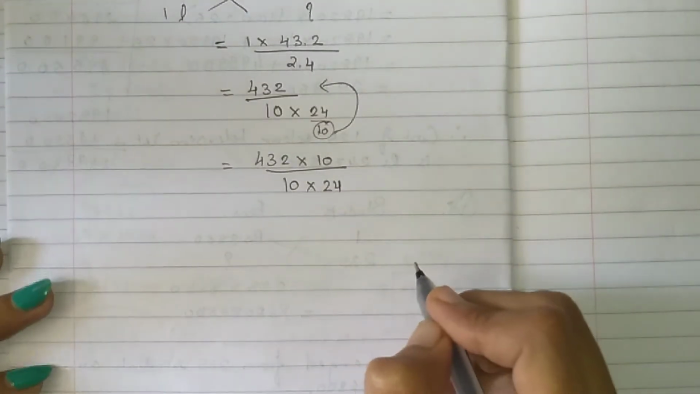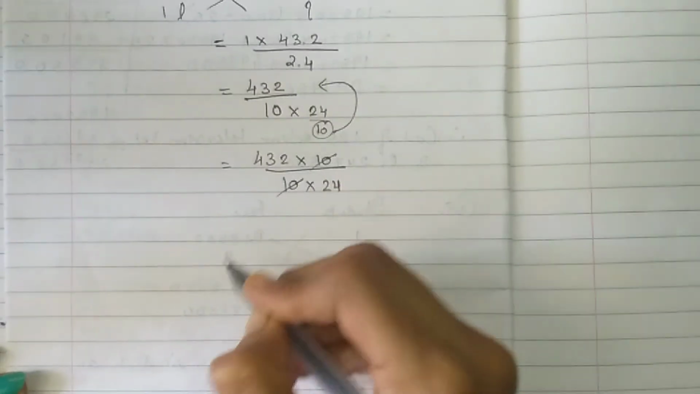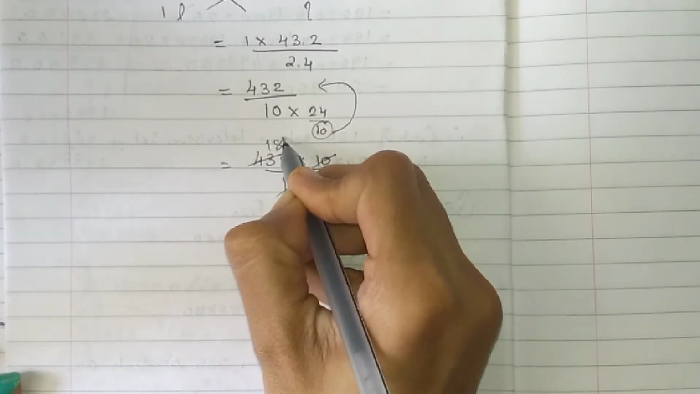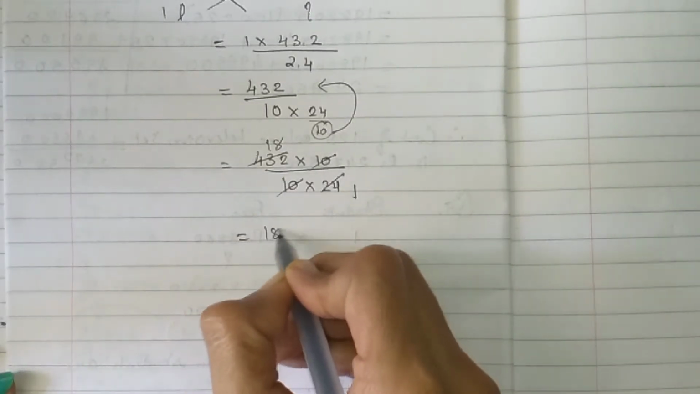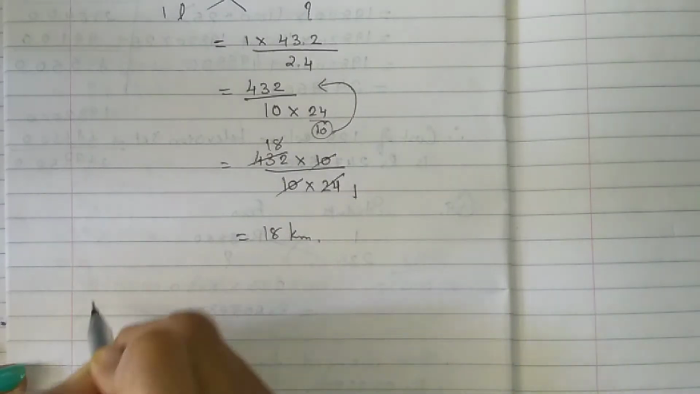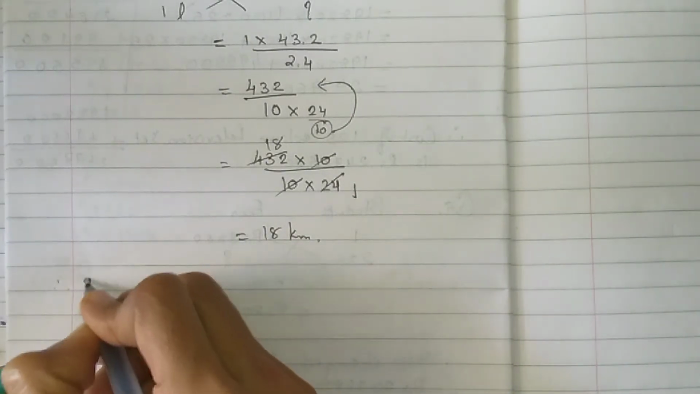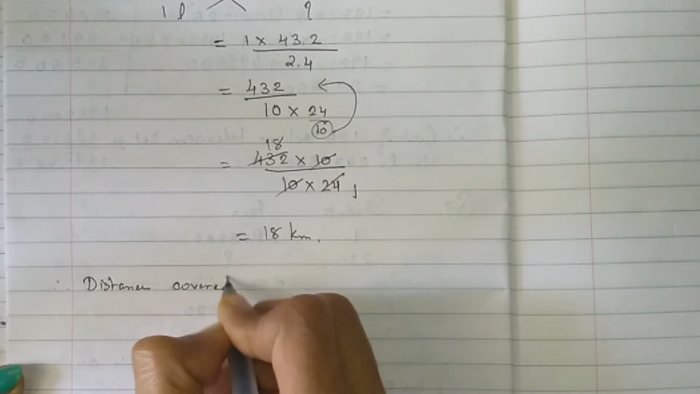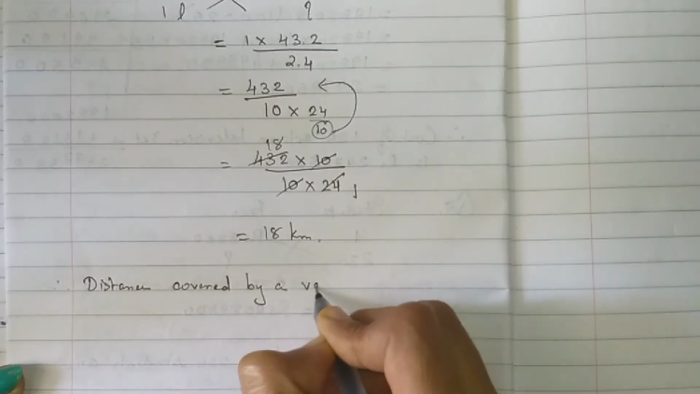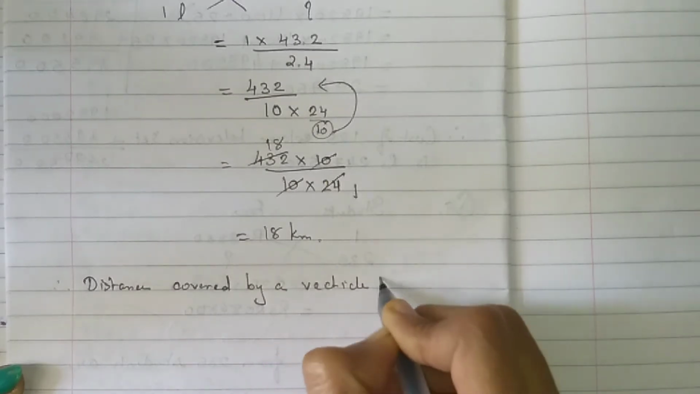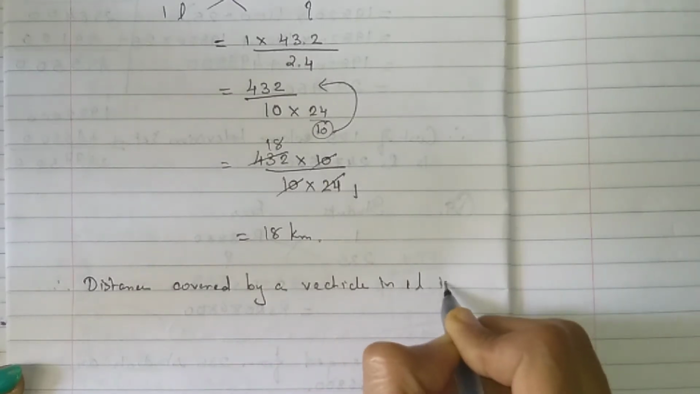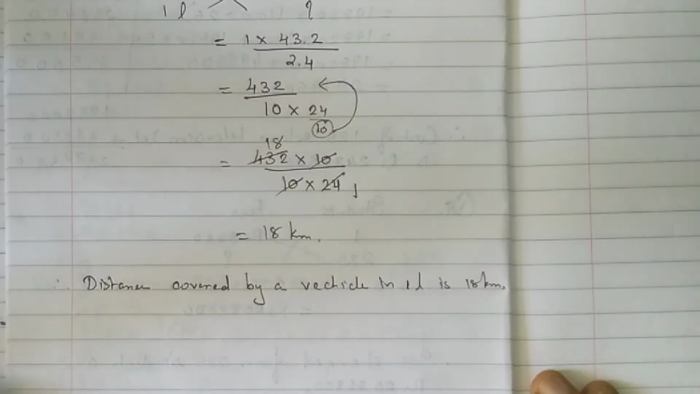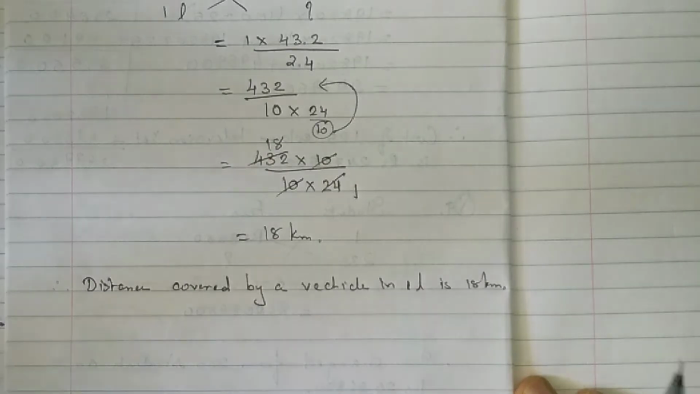Okay. Now the cancellation part we will do. Cancel 10 and 10. 24 ones are 24 and 24 18s are 432. So 18 kilometers. So what will we write at last? Therefore, the distance covered by a vehicle in 1 liter is 18 kilometers. Okay, understood?